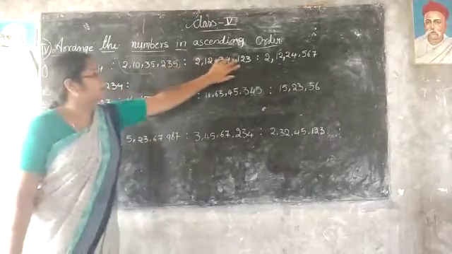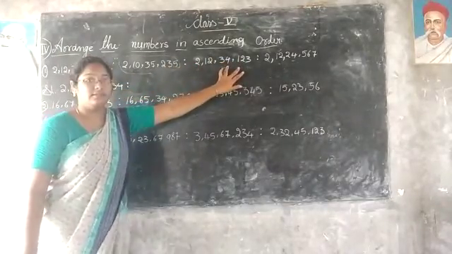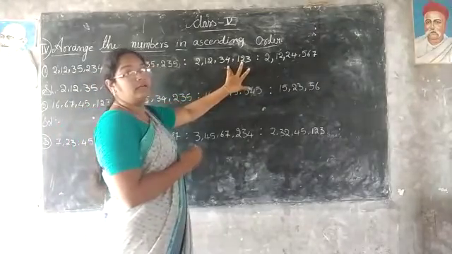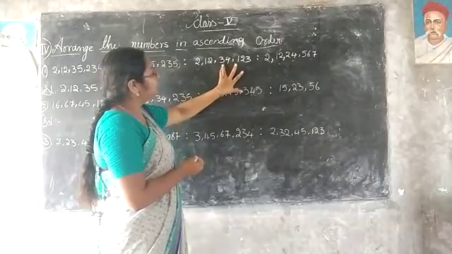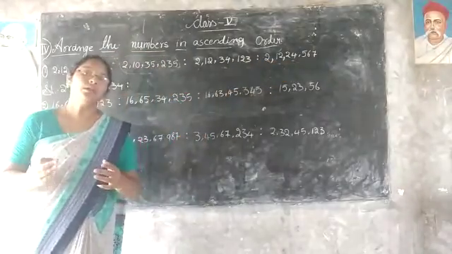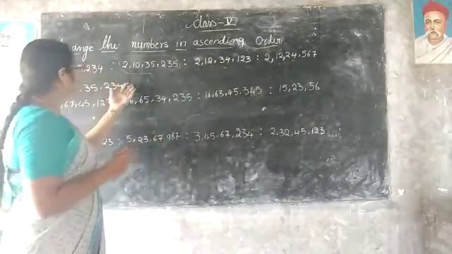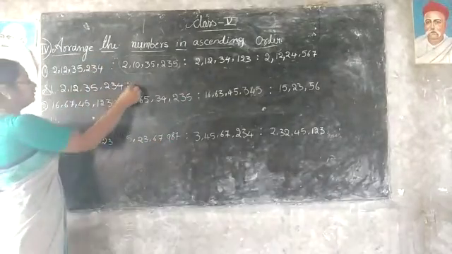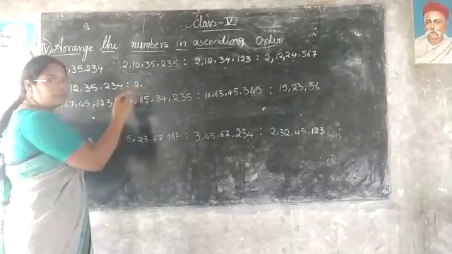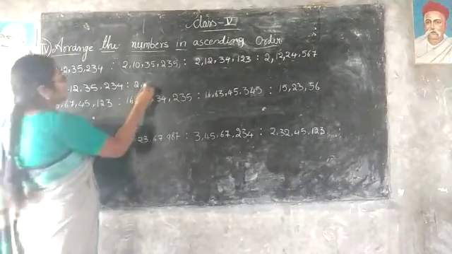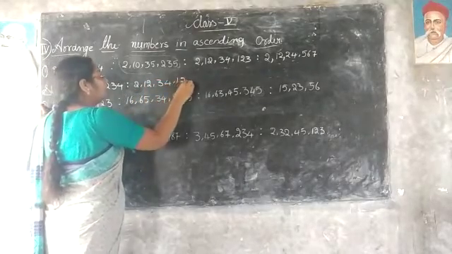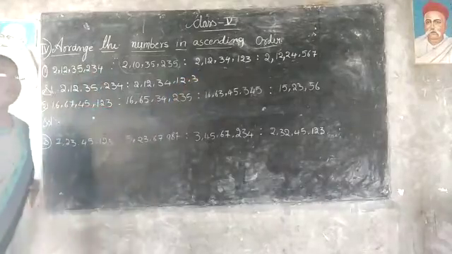We already found this is the smallest number. So in these two numbers we can check the thousands place, because we already checked the crores and lakhs place. Here 34,000 and 24,000. 34,000 is more than 24,000. So we can write after that the second number: 2 crore 12 lakhs 34,123.